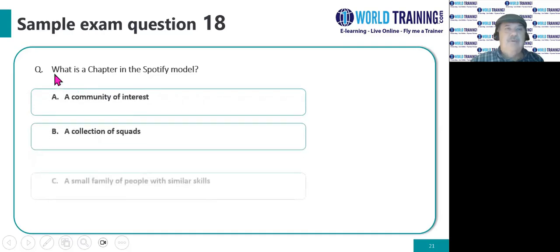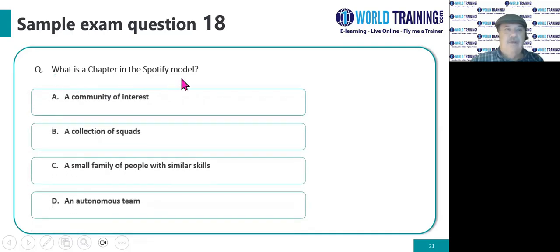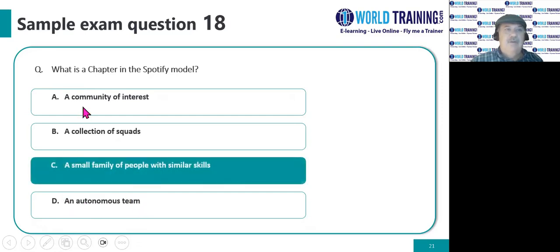What is a chapter in the Spotify model? A community of interest, a collection of squads. No, that's a tribe. A small family of people with similar skills. That's a guild. An autonomous team. No, that's a squad. So I think it's community. Small family of people. Oh yeah, right. Sorry, I got that wrong. So it's a small family. Yeah, I was thinking about the guild. I got that mixed up. So yeah, it's C.